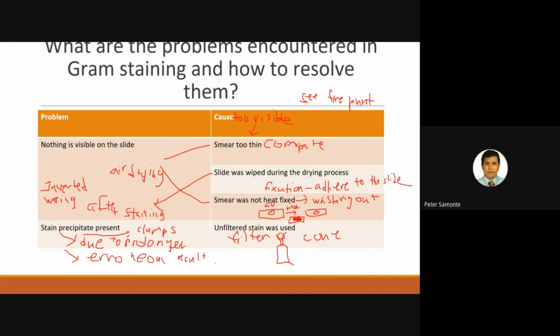Mamaya, mabasa nyo siya as a gram-positive bacteria or a gram-negative bacteria. So you have to filter it using your filter paper. Questions, class? Okay.